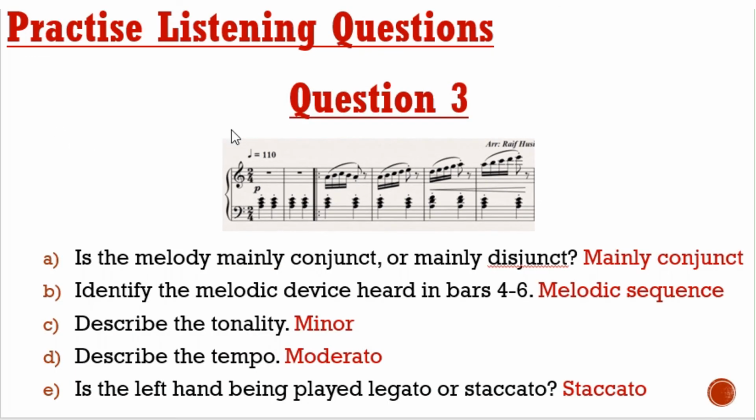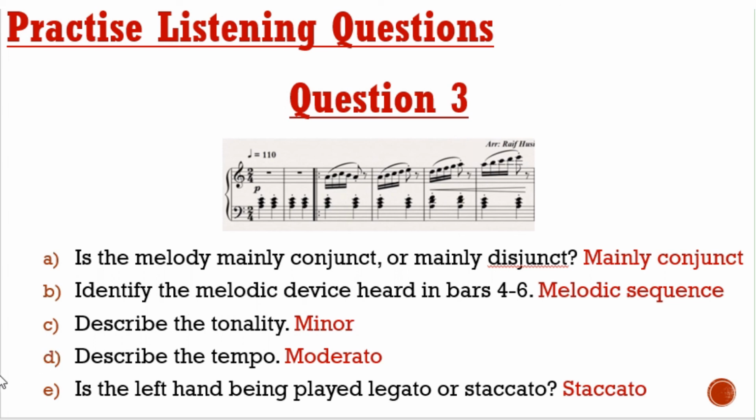Now we'll go through the answers to question 3. So part A, the melody is mainly conjunct, so it pretty much always moves by step here. The melodic device heard in bars 4 to 6, so that's these 3 bars here, is melodic sequence. So we've got this one ascending pattern here, and then it's shifted up and it plays again, and then it's shifted up and it plays again. So that's an example of melodic sequence there.